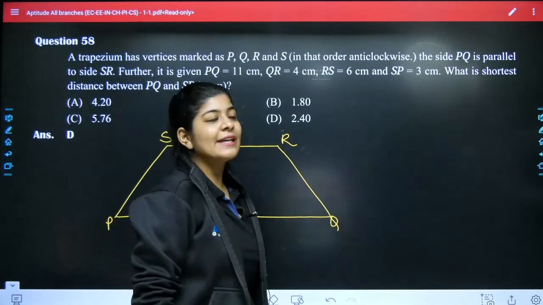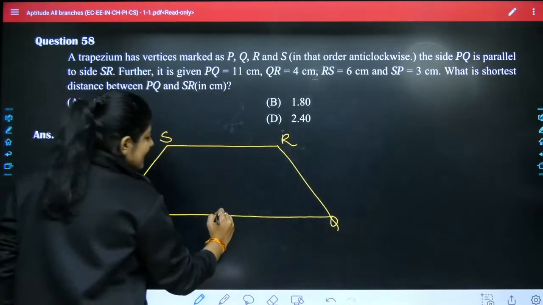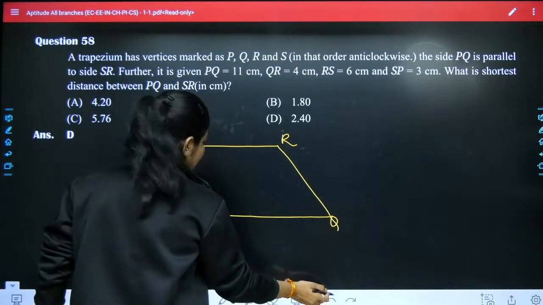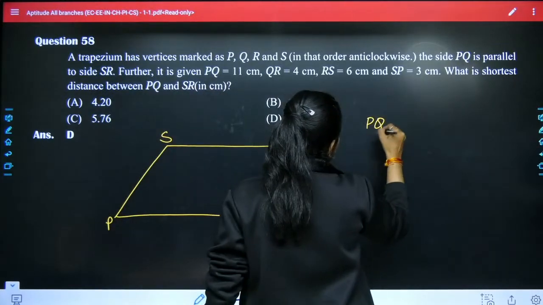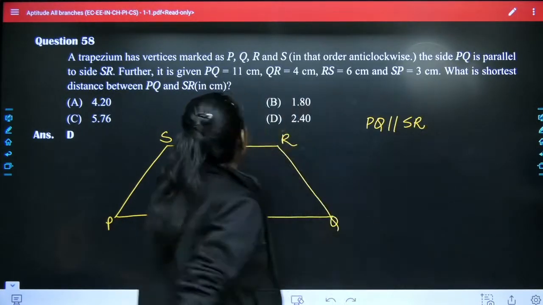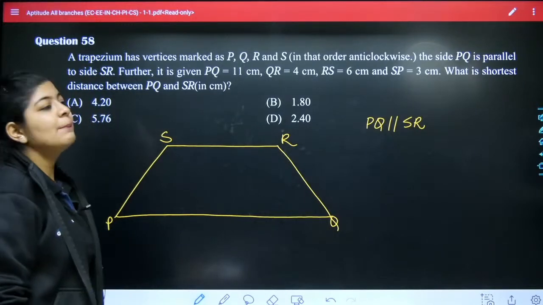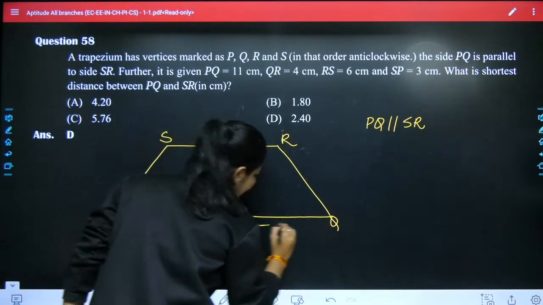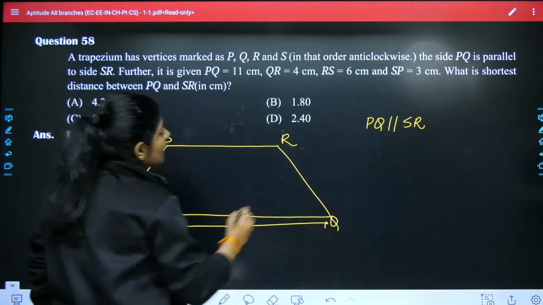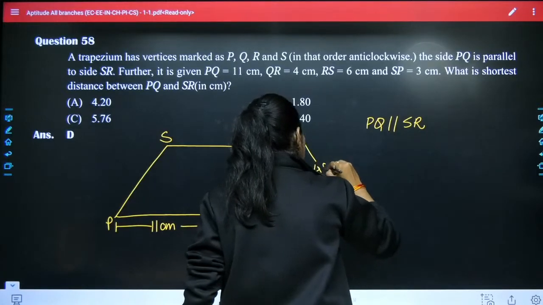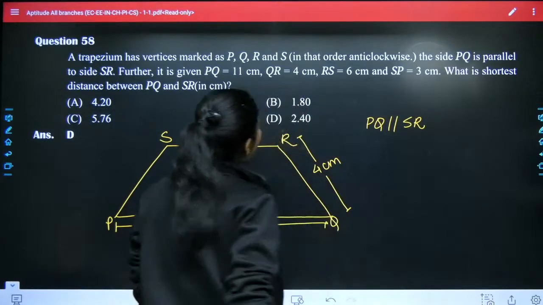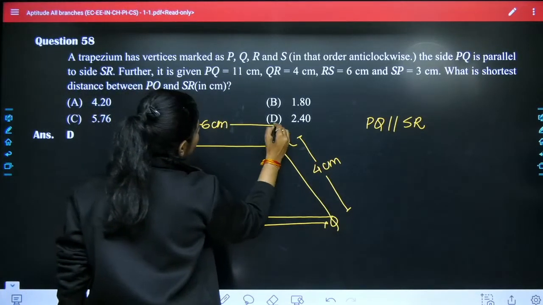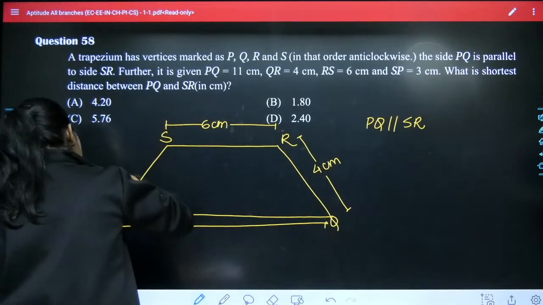The side PQ is parallel to side SR. That means we can say that PQ is parallel to SR. And further, it is given that PQ equals 11 centimeter, QR equals 4 centimeter, RS equals 6 centimeter, and SP equals 3 centimeter.